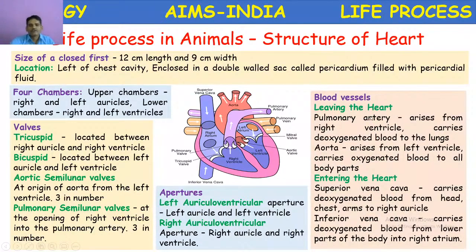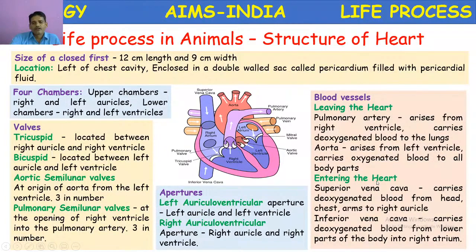Next, blood vessels. There are 2 main types of blood vessels. First, the blood vessels which are leaving the heart are called arteries. These arteries are 3 main. Pulmonary artery. The pulmonary artery carries deoxygenated blood to the lungs. This is the pulmonary artery. Next, aorta. It is a large artery which carries oxygenated blood from the left ventricle and distributes it to all parts of the body.